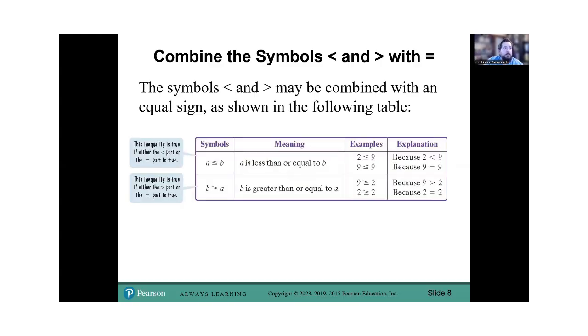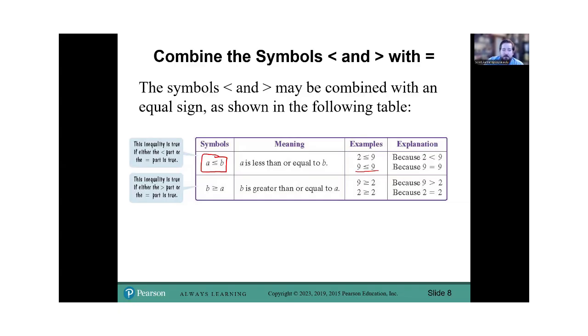Sometimes you'll see these symbols with a line under them, as you see here. That means that A on the left could be less than, or it could be equal to B. Examples of that are listed here. These are true statements. 2 is less than or equal to 9, but also the statement 9 is less than or equal to 9 is true because 9 is equal to 9. So it could be a number less than the second, 9, or it could be the value that is 9 itself. Both make these true statements.